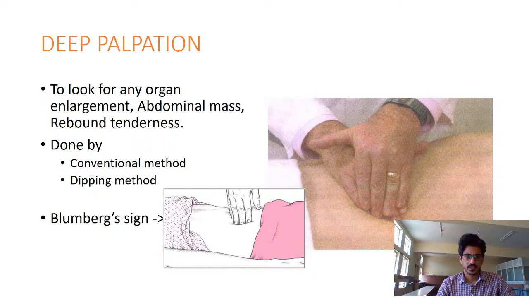This picture is the dipping method, and this is Blumberg sign, where you test for rebound tenderness. Initially, you give pressure over that area and release suddenly. Sudden release of the hands will cause pain, which is rebound tenderness, usually seen in peritonitis. So this is Blumberg sign and the dipping method.